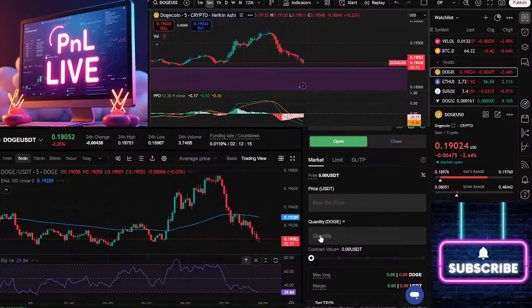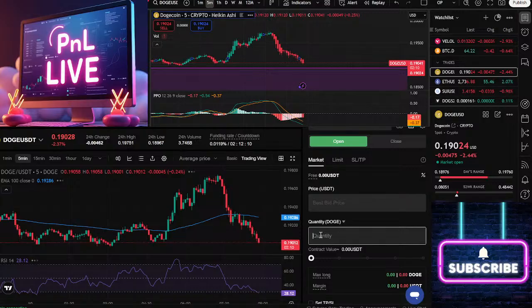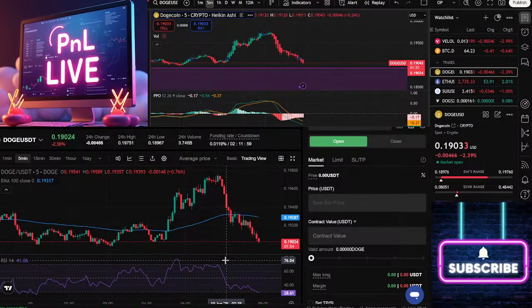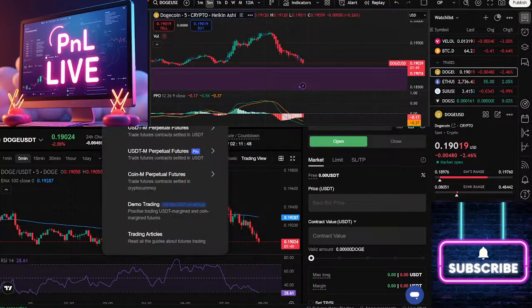So I'm gonna get my contract ready here. So for this paper trading account, I'm changing it to USDT here. So I don't want to trade in Doge. It's just much easier to, first I gotta switch over to demo trading.